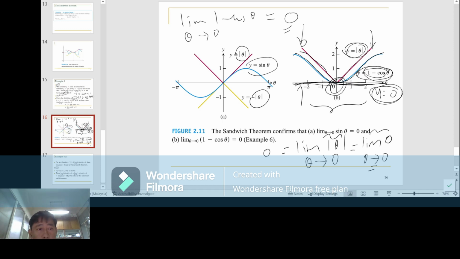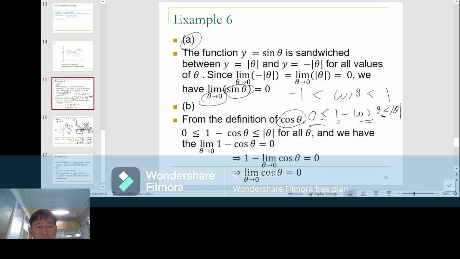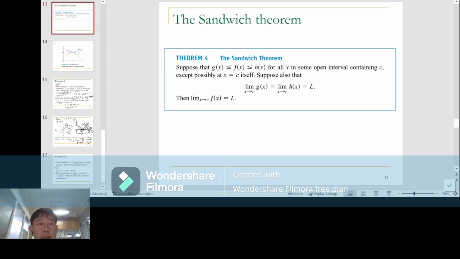However, we are going to use the sandwich limit theorem again and again in the subsequent lectures. So that is the part on the sandwich theorem. We'll stop here.